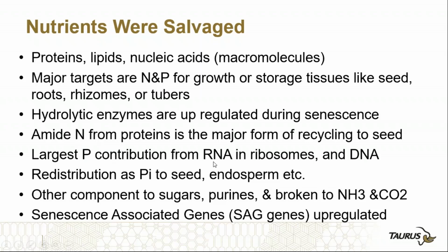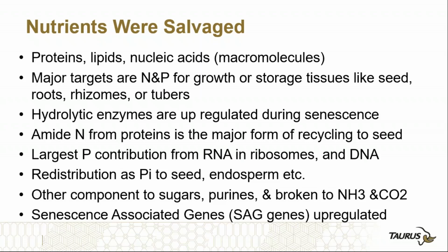Largest P contribution from RNA in the ribosomes and DNA. And the largest P contribution is because there's a lot of messenger RNA. In other words, messenger RNA is the code that is going to be used to make the new proteins when the seedling germinates, to make the new shoot. It is the messenger RNA that carries the code.